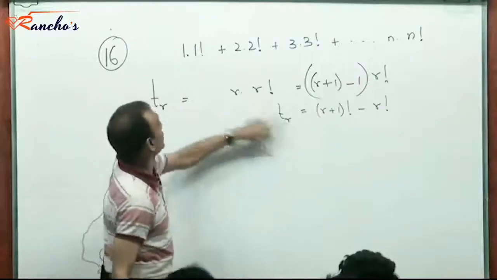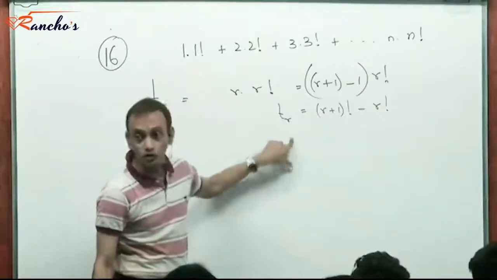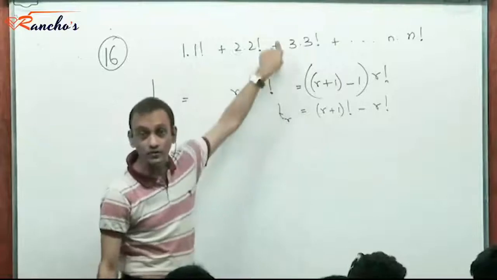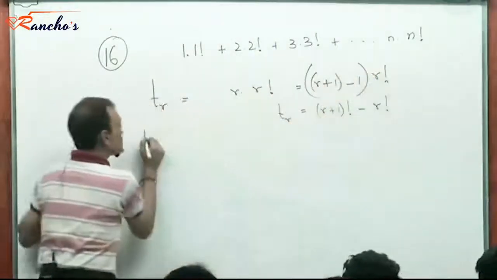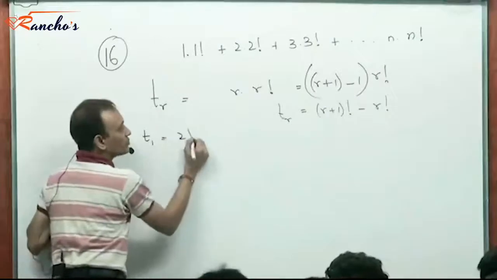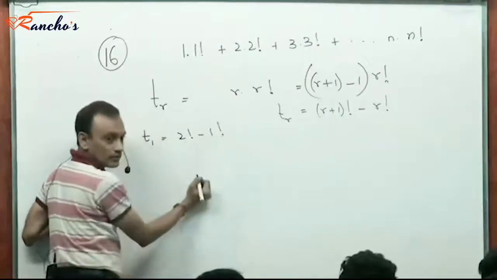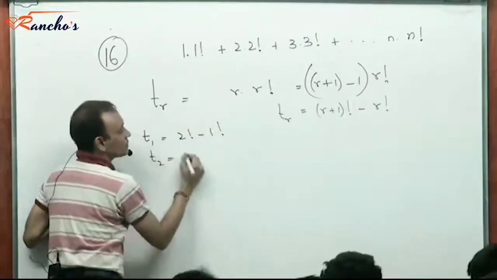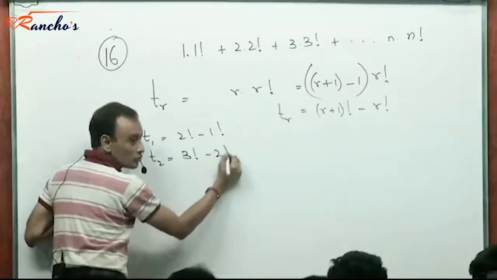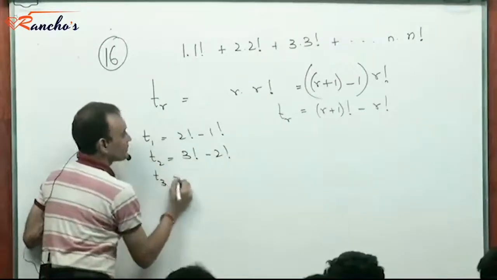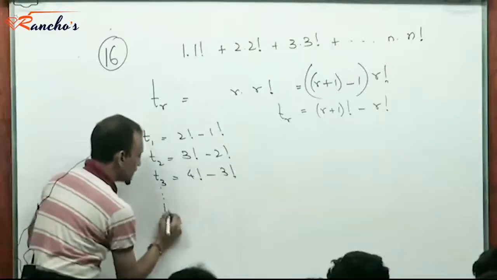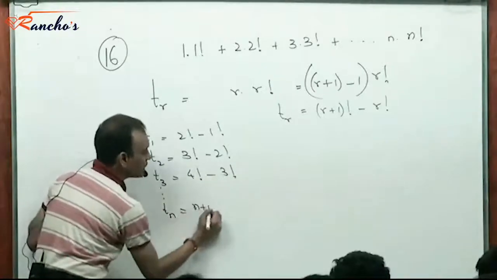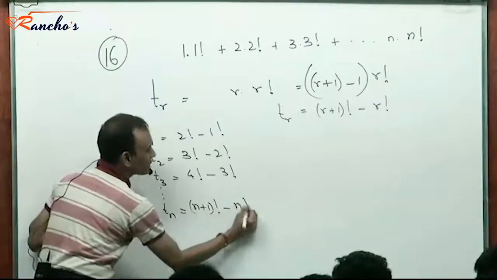Right? If you put r equal to 1, you get the first term. If you put r equal to 2, you will get the second term. r equal to 3, you will get the third term. r equal to n, you get the nth term. So what is T1? 2 factorial minus 1 factorial. What is T2? 3 factorial minus 2 factorial. T3, 4 factorial minus 3 factorial. Tn would be n plus 1 factorial minus n factorial.